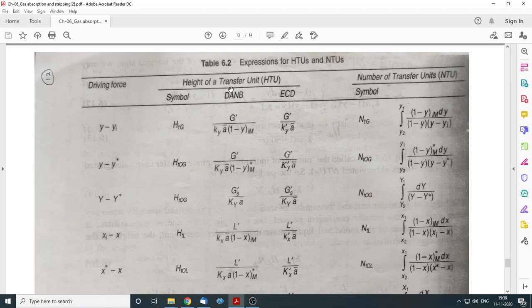And if more interfacial area is available, height of a transfer unit will be less, and number of transfer units will generally be high when you need better separation. You need better separation means you need more purity. For more purity, you have to go near to the equilibrium, and at that time the driving force will be small.